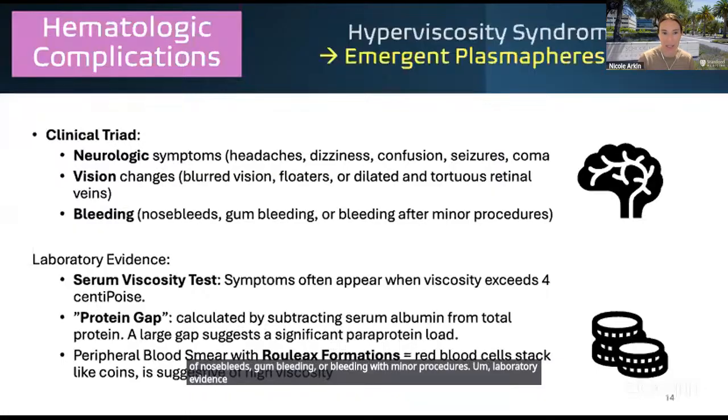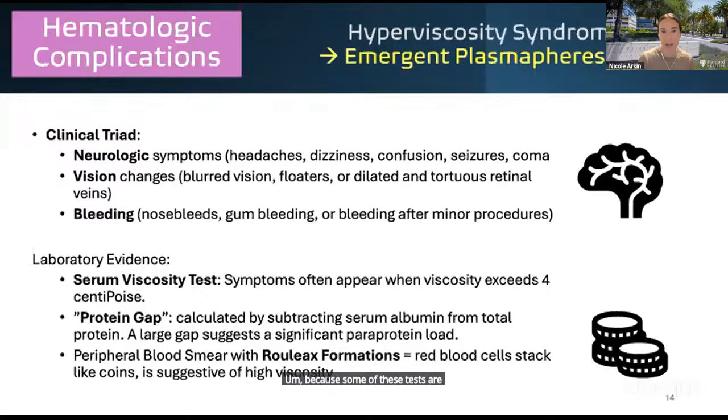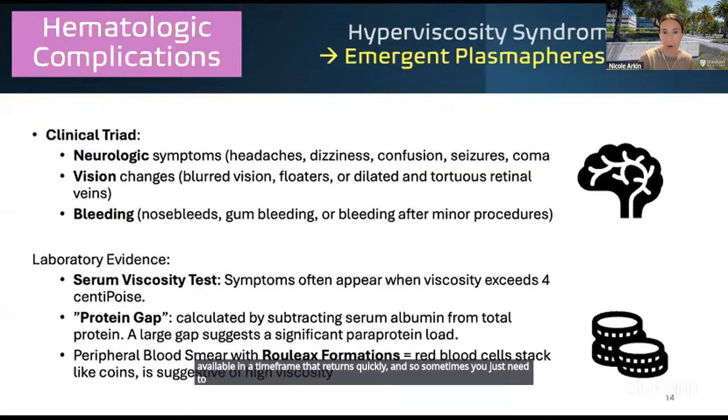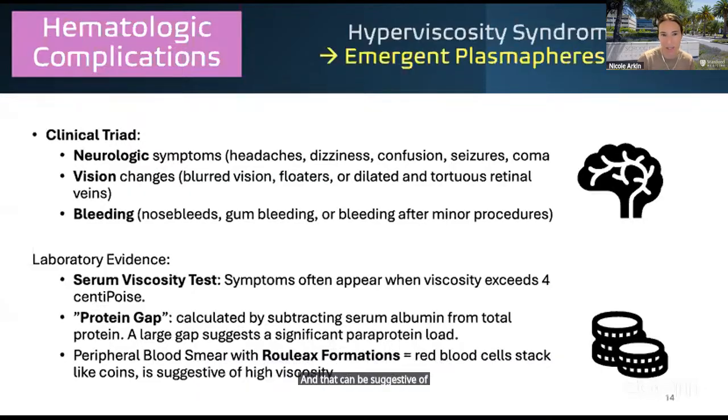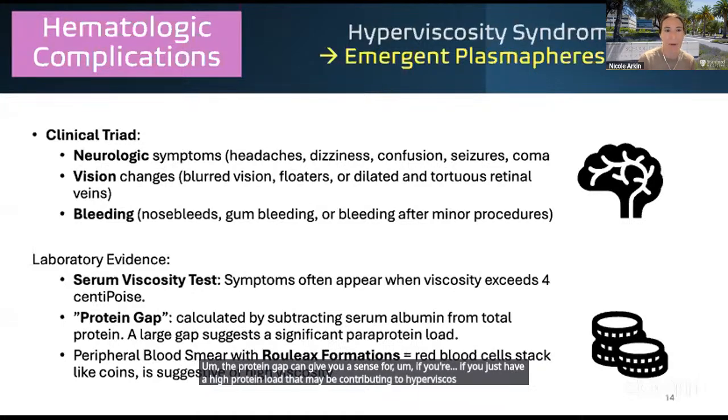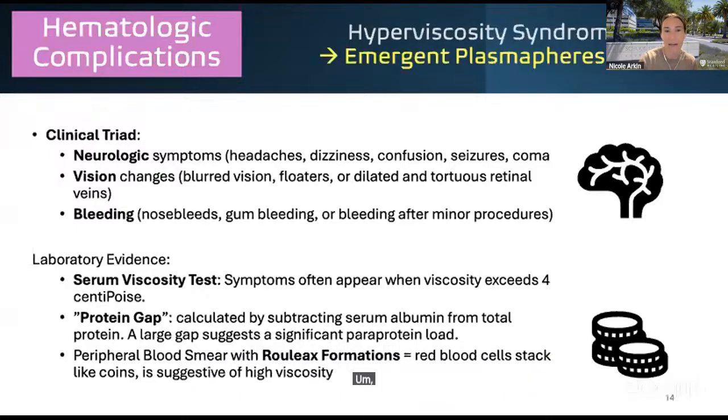Laboratory evidence is tricky in this group because some of these tests are not readily available or not available in a time frame that returns quickly. Sometimes you just need to go with your clinical suspicion. The peripheral blood smear may give you the quickest turnaround in terms of seeing rouleau formations, which is when red blood cells are sticky and stack together like coins. That can be suggestive of high viscosity. Other tests include a serum viscosity test and a protein gap, which can give you a sense of whether a high protein load may be contributing to hyperviscosity. But really, it's going to be a clinical diagnosis in patients who are high risk.